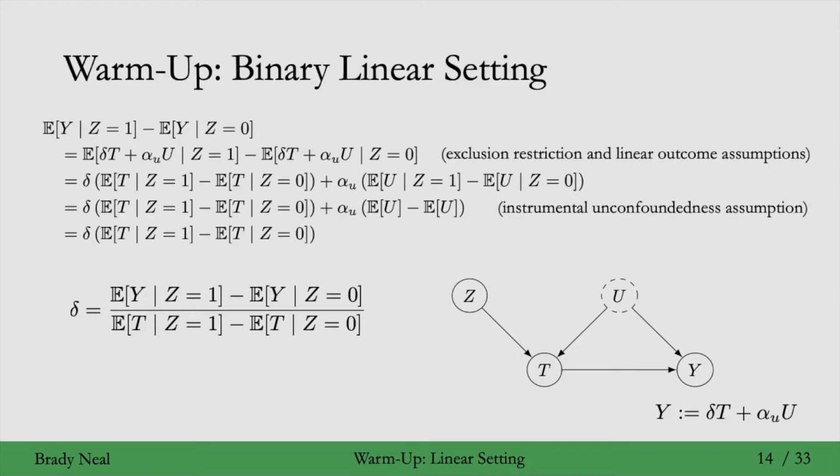But there's one more thing, which is what if the denominator is 0? Then we would have something that's undefined. And that's what the one assumption that we haven't used yet gives us. That's the relevance assumption. That was the very first one that we saw. That assumption tells us that this denominator must be non-zero. So using all of those four assumptions, we've identified delta.